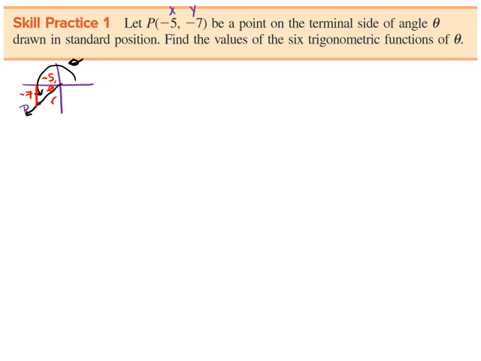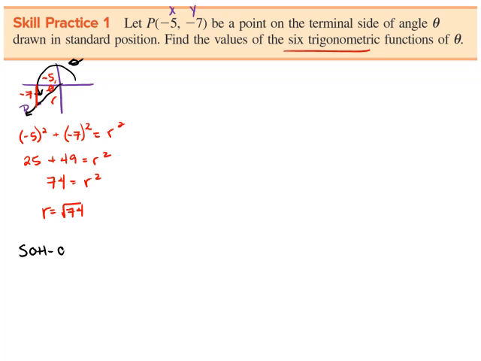And the way we find r is by applying the Pythagorean theorem. So we have negative 5 squared plus negative 7 squared is equal to r squared. 25 plus 49 is r squared. This gives us 74. When I take the square root of that, technically I have a positive and negative, but r is always positive. So r is the square root of 74. Now I want to find the 6 trig functions, so I want to find everything. It's sometimes helpful to write down SOHCAHTOA unless you have that memorized. So let's get started.